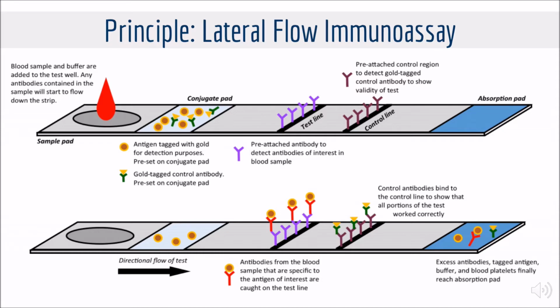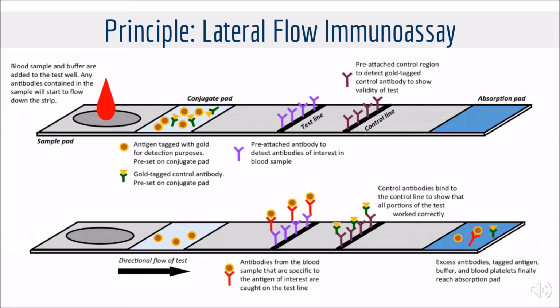It consists of a sample pad where blood sample and buffer are added to. There is a conjugate pad, consists of preset antigen tag with gold and gold tag control antibody. There is a test line which consists of pre-attached antibody to detect antibodies of interest in the blood sample. At the control line, there are pre-attached control region to detect gold-tagged control antibody to show validity of test. Basically, a quality control to see if the test works well or not.